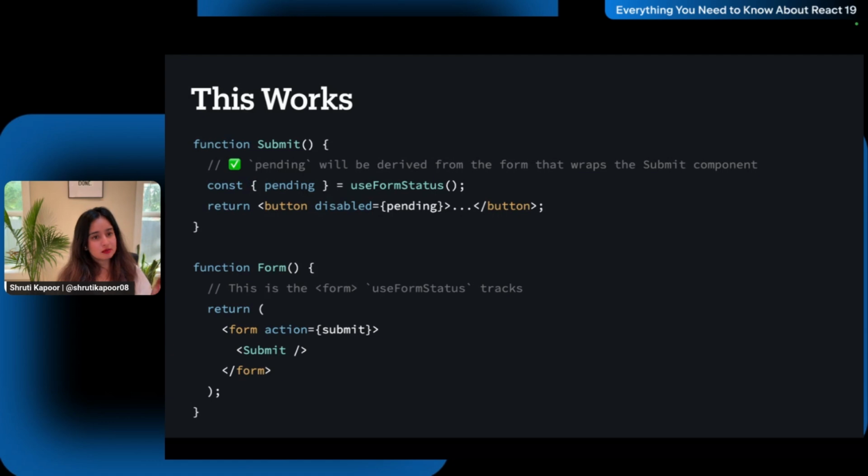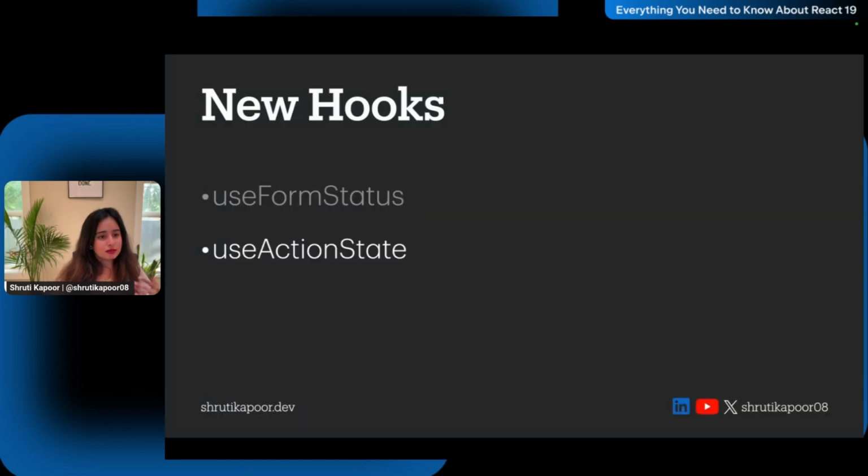So now I have a submit component, which is a child component, and in that child component, I can use form status. This is just one thing that I would flag for anybody who has maybe design systems, which are already created components. If you want to use form status, you're going to have to create child components. Same with use action state.